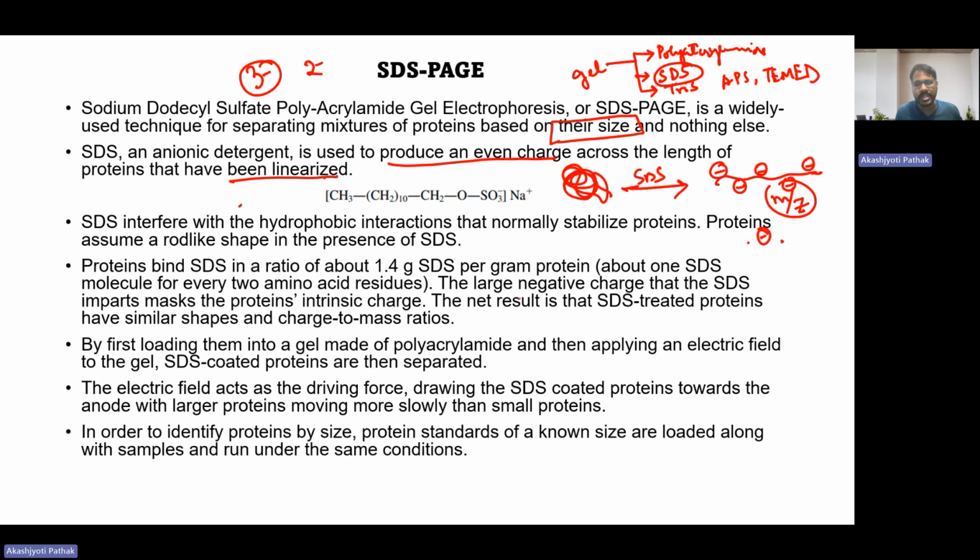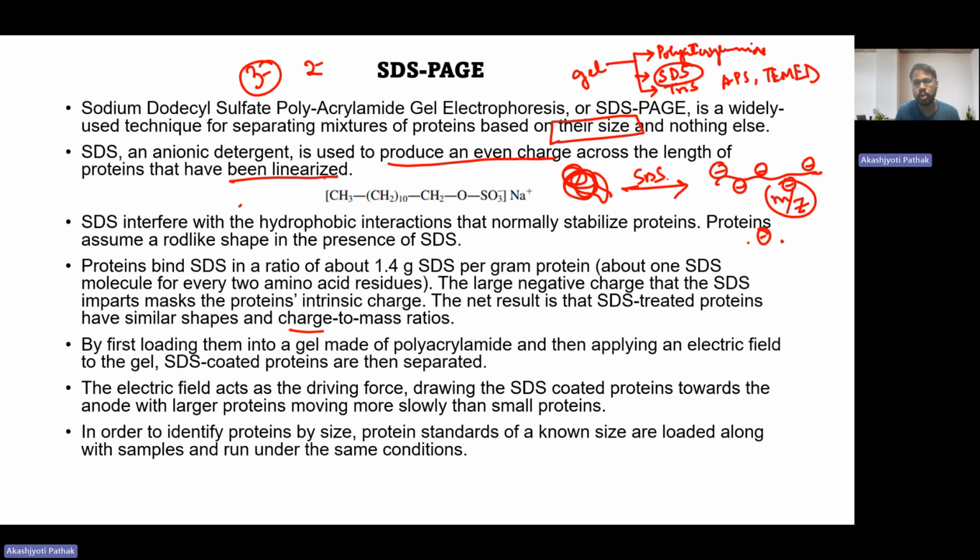And because of this large negative charge, the SDS masks the intrinsic charge of the protein. Every protein has an intrinsic charge depending on the number of acidic and basic amino acids present and in which buffer it is present. That will determine the charge of the protein. But when you add SDS, all the protein molecules will have a uniform charge. And so the net result is that the SDS treated proteins have similar shapes and charge to mass ratio.